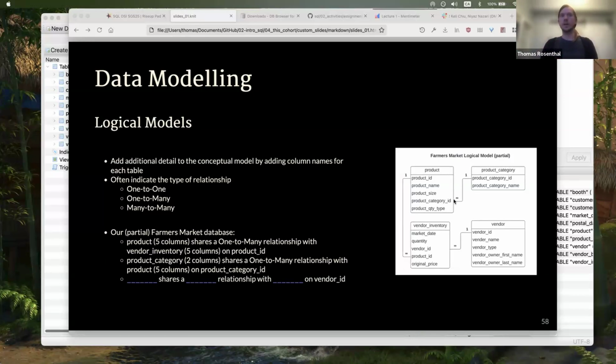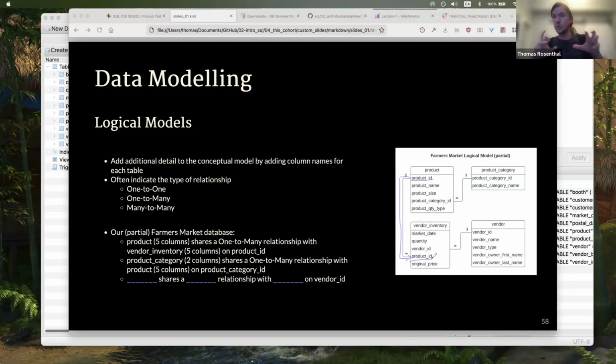Our partial farmers market database, so product shares a 1-to-many relationship with vendor inventory. So we have the 1 up there and the infinity here, right? A 1-to-many relationship. And we say what it's on, so product ID, and we place that to product ID.